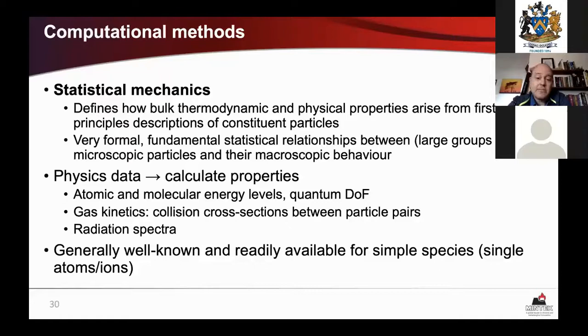So in our case, fortunately, the individual particles are quite simple. At the temperatures we're interested in, they're mostly single atoms or ions in the gas phase. So the data we need for each one in order to do these statistical mechanics calculations is actually quite easy to find. It's tabulated in a lot of places.